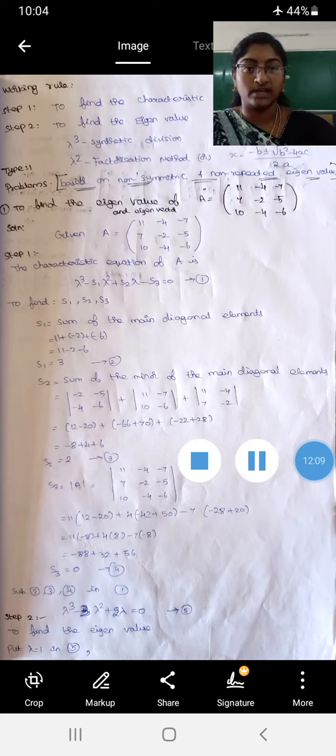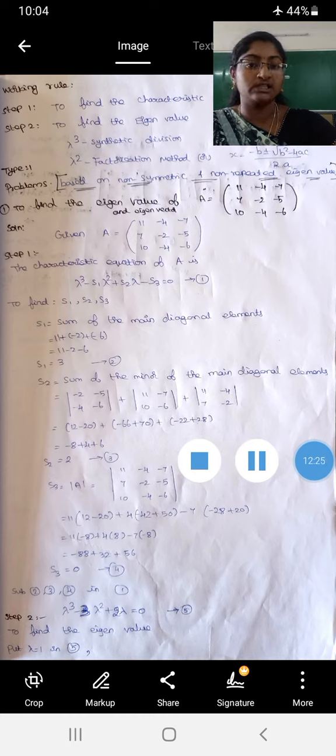Next we have to find the value of S3, which is modulus A. So write the given equation in modulus form. By solving this we get the value as 0. Hence we find the value for S1, S2, S3. So that is equation number 2, 3, 4.